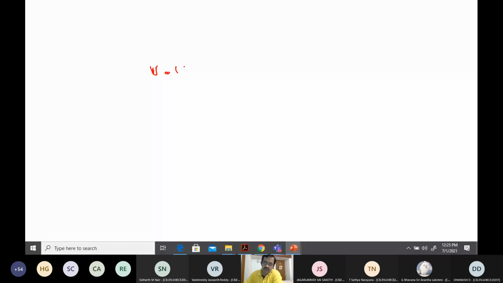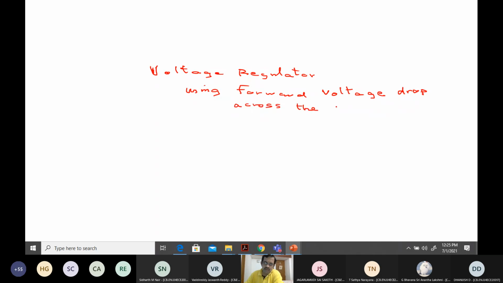Voltage regulator using forward voltage drop across the diode. Okay, voltage regulator using forward voltage drop across the diode.